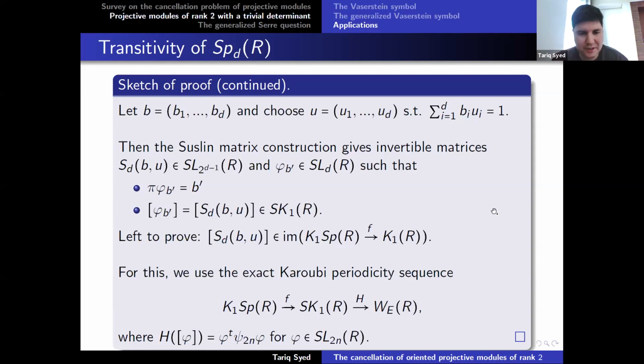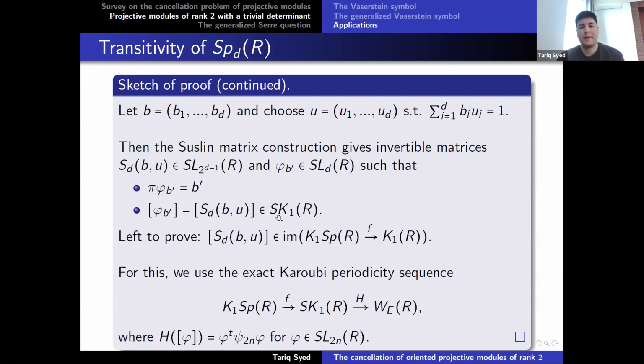Yeah. Okay. So you use basically Suslin matrices to get this phi B prime. Maybe this is the point where I shorten the talk a little bit. Essentially, you use this Karoubi periodicity sequence. The Suslin matrix construction gives you an invertible matrix S_D, called the Suslin matrix associated to B, this row, and some section, which is of rank 2(D-1), and a completion phi B prime, which is called phi B prime for a reason. That will be phi B prime, the matrix that we are looking for, which is a completion of B prime. And the class of phi B prime in SK1 is equal to the class of the Suslin matrix.